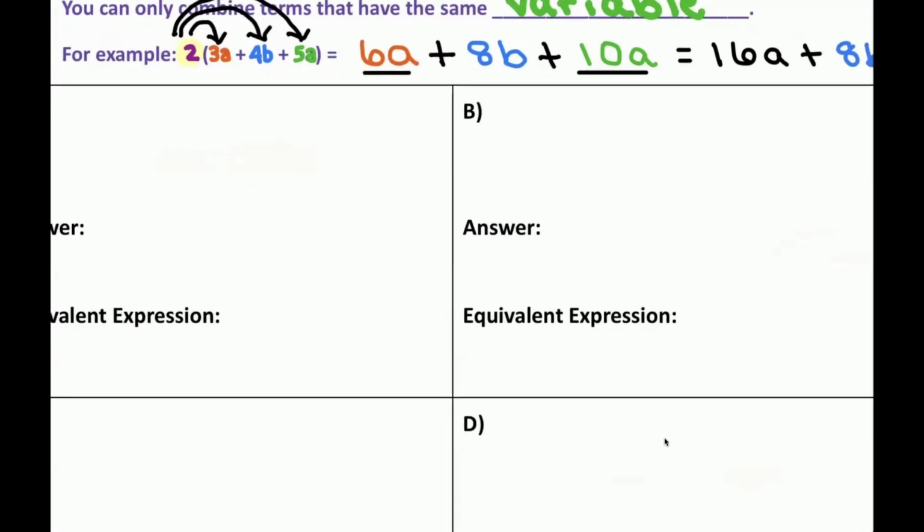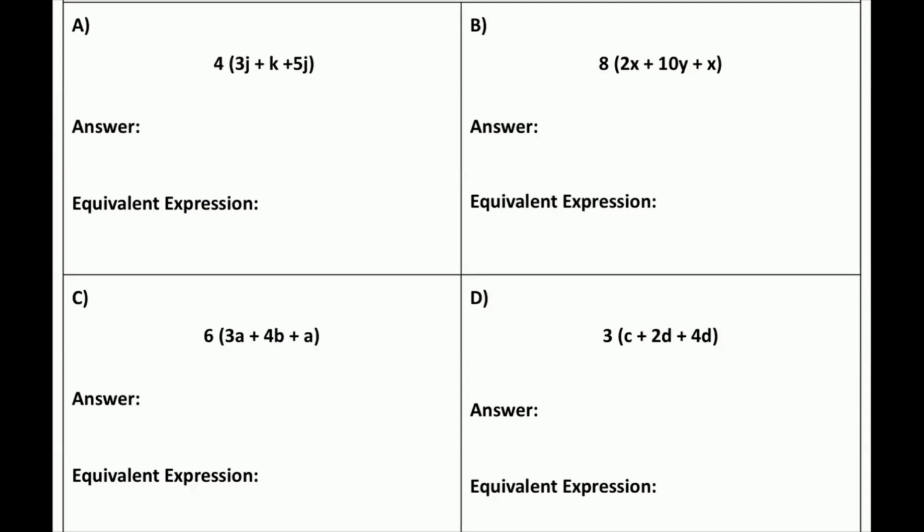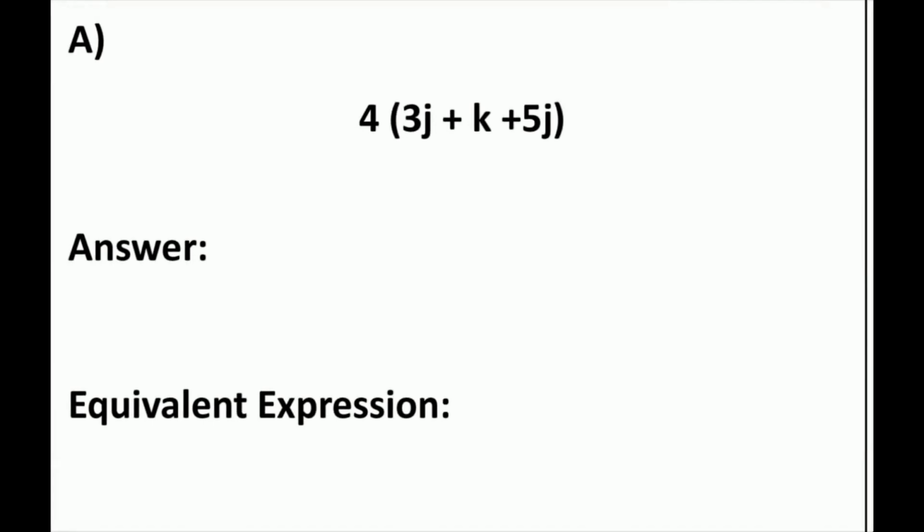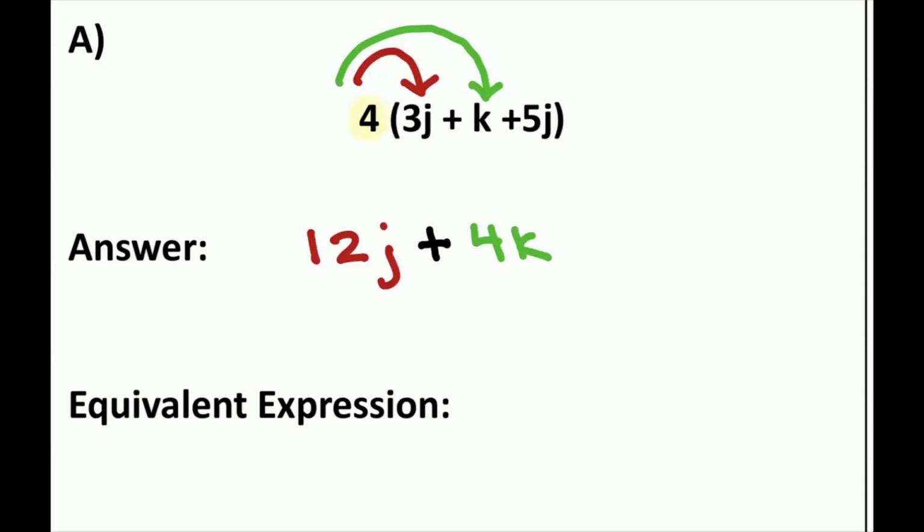Let's practice another one. Let's take a look at example A. So we know parentheses means multiply. So we're going to take our coefficient on the outside of our parentheses and multiply it times each term on the inside. So we'll start with 4 times 3J, which is 12J. Make sure you're writing with me. Bring down our plus. 4 times K is 4K. Bring down our plus. And 4 times 5J is 20J. So that's our first answer.